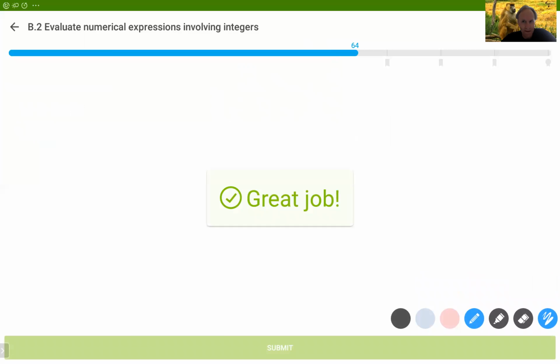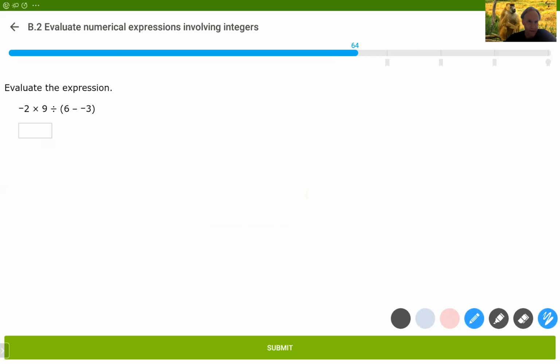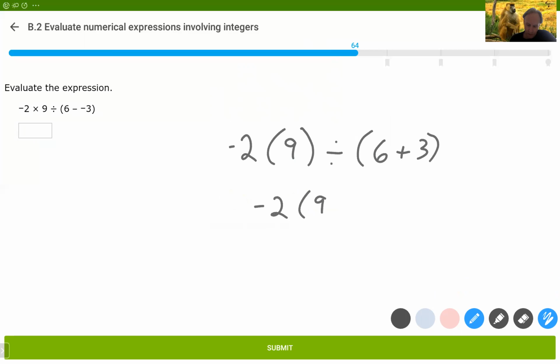I don't want to spend all day on this, so we'll just get moving here. I've got an addition in here, so we've got negative 2 times 9 divided by, parentheses, 6 plus 3. I've got negative 2 times 9 divided by 9.